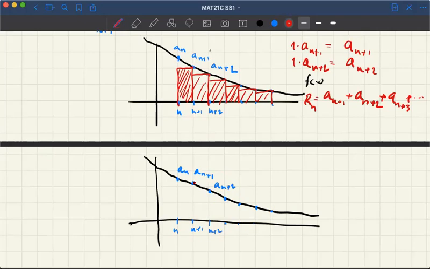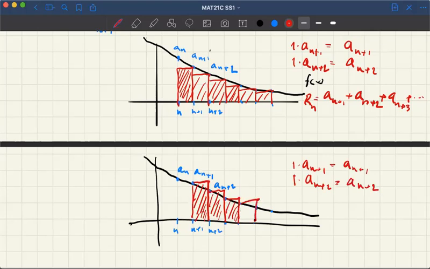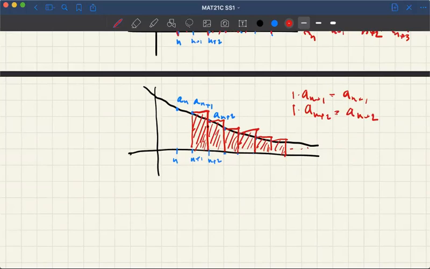Here's a question for you. What is the area of this rectangle? Should be 1 times a_{n+1}, correct? Yes, it's a_{n+1}, right? What about this one? It's 1 times a_{n+2}, right? And if I keep doing this, and add this area up, I'm going to get R_n again: a_{n+1} plus a_{n+2} plus and so on, right?